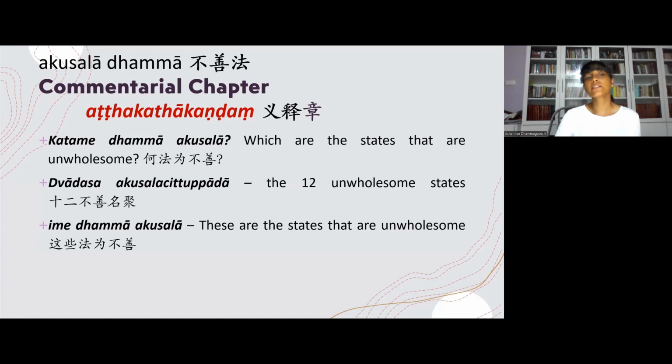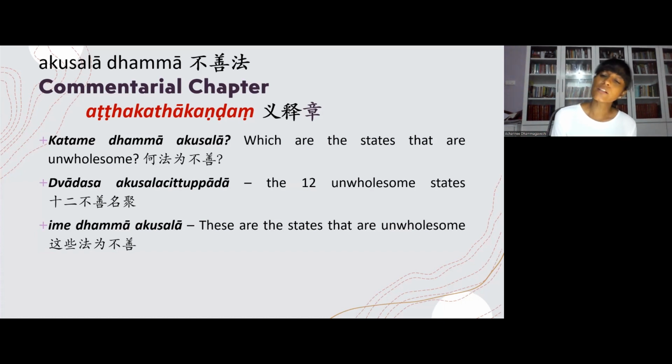Akusala Dhamma is described in the Aṭṭhakatha Khanda as Dvādasa Akusala Chittuppada. Now again, the Aṭṭhakatha Khanda starts off with the question, Katame Dhamma Akusala, which are the states that are unwholesome? And the answer, Dvādasa Akusala Chittuppada, the 12 unwholesome states. Ime Dhamma Akusala, these are the states that are unwholesome.